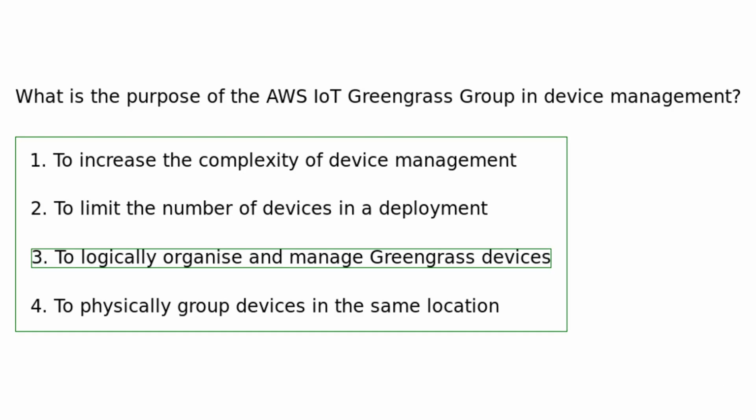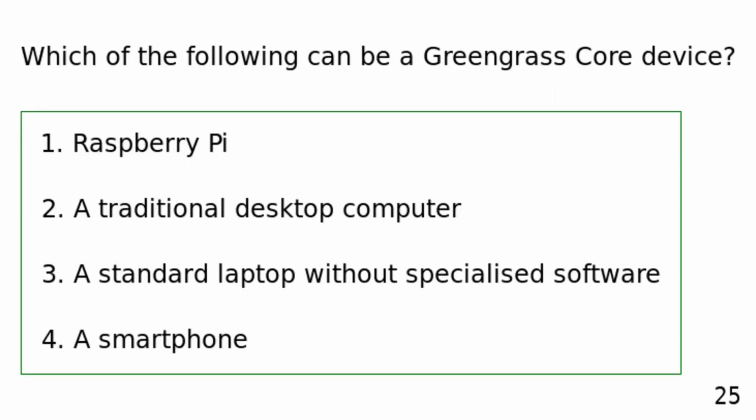An AWS IoT Greengrass group is used to logically organize and manage Greengrass core devices, their associated IoT devices, and the functions they can perform. Which of the following can be a Greengrass core device? Raspberry Pi. A traditional desktop computer. A standard laptop without specialized software. A smartphone.